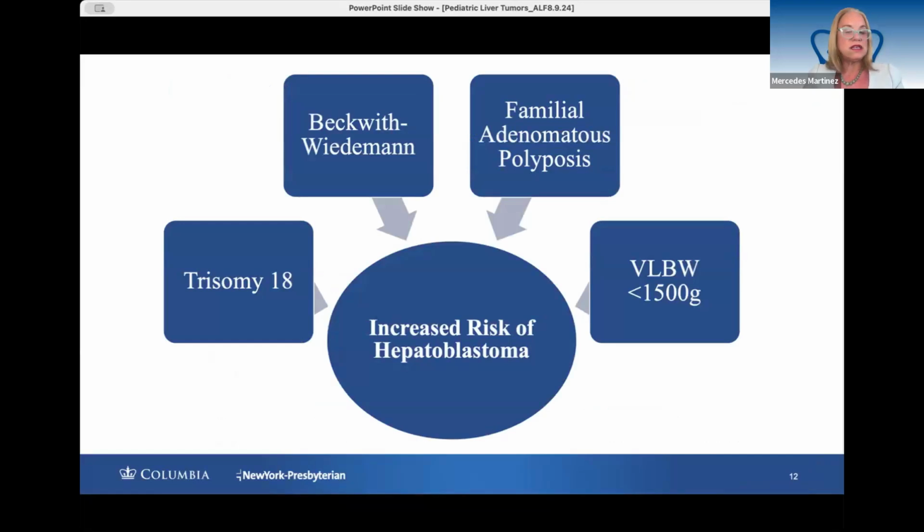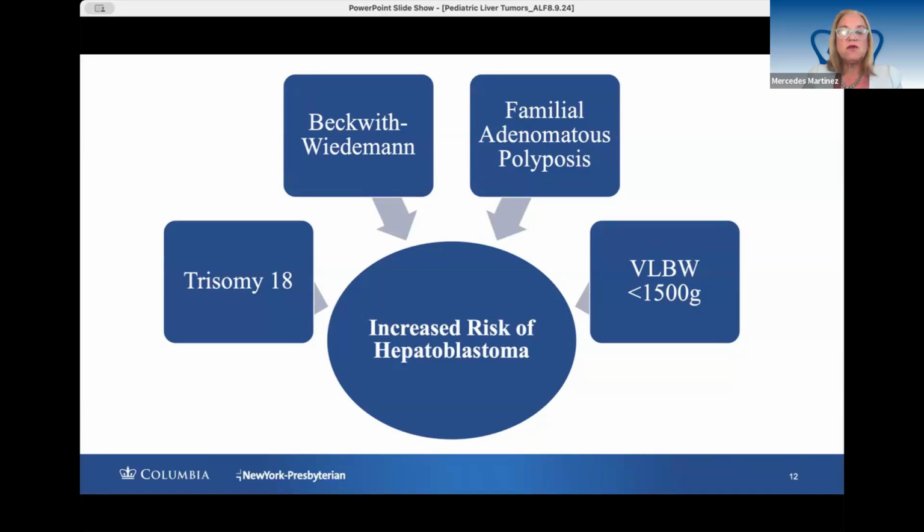Hepatoblastoma is sometimes a sporadic tumor and doesn't have any genetic predisposition, except in these specific cases: in patients with trisomy 18, Beckwith-Wiedemann syndrome, familial adenomatous polyposis, and very low birth weight infants. For example, patients with Beckwith-Wiedemann syndrome have a relative risk of 2,000 of having hepatoblastoma. Compared with that, babies that are very low birth weight, those that are less than 1,000 grams, have a 15 times relative risk compared with those patients that are more than 2,000 grams.